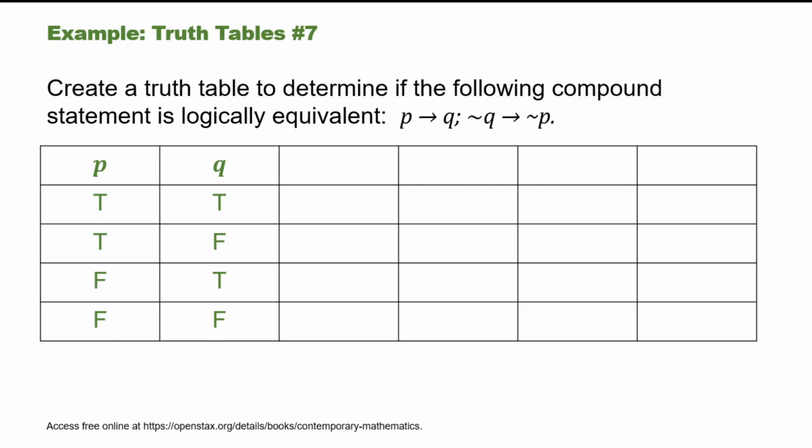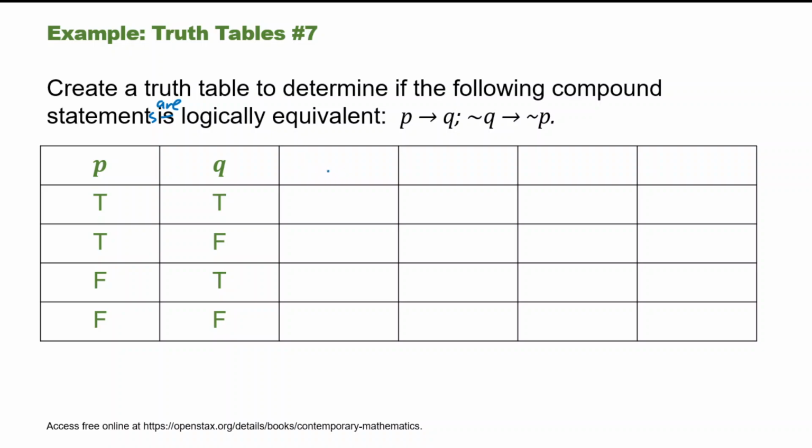Example, truth tables number 7. Create a truth table to determine if the following compound statements are logically equivalent. So we have 2 statements that follow. We have P implies Q and not Q implies not P. We're going to find the value for each of those and determine if they're logically equivalent. We'll see if they have the same values in all cases.